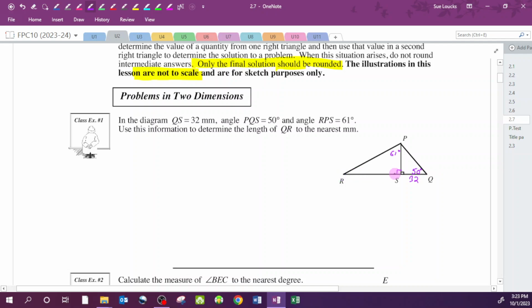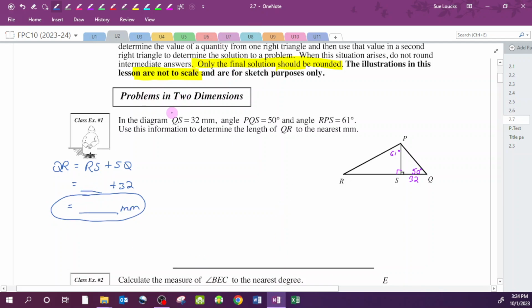Since QR is not part of a right triangle, I'm pretty sure that I'm not going to figure out QR in one bit. What I'm going to do is find RS and add that to SQ, and that together will be QR. So I'm going to set my solution up. QR equals RS plus SQ. So that means it's going to be something that I don't know yet, plus 32. And then I'm going to add them together, and that's going to be in millimeters. And then I will be finished.